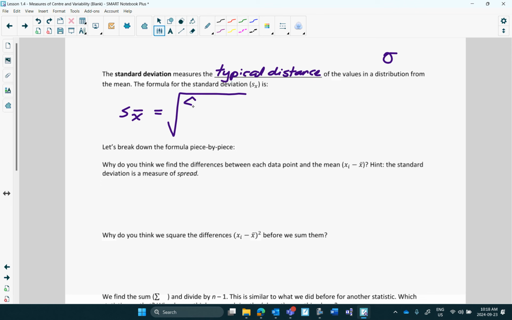So it is the sum. You take every data value, you subtract the mean, square them, and then add them all together. And then we divide by how many numbers there are less 1. Again, don't worry so much about the formula. It's going to be the interpretation that's actually more important.